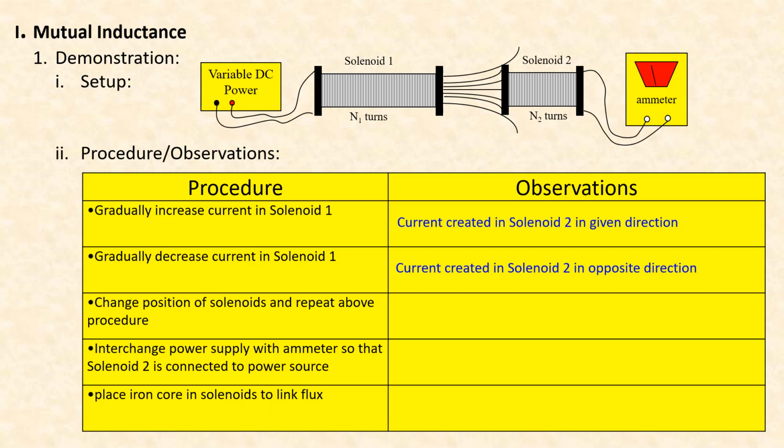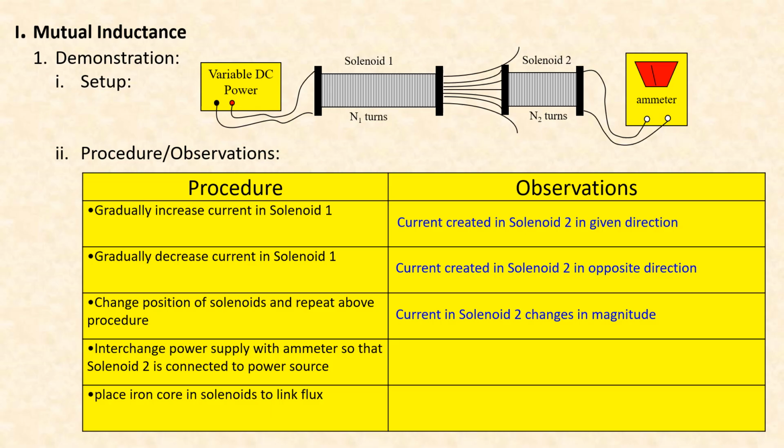We also took a look at the effect of changing the arrangement of the two solenoids, the two coils, with respect to each other. In other words, changing their location near each other as well as their orientation. We noticed that this definitely had an effect on the current that was generated in the non-powered solenoid. So the arrangement of the coils with respect to each other, that is their location and orientation, certainly affects the size of the current generated.